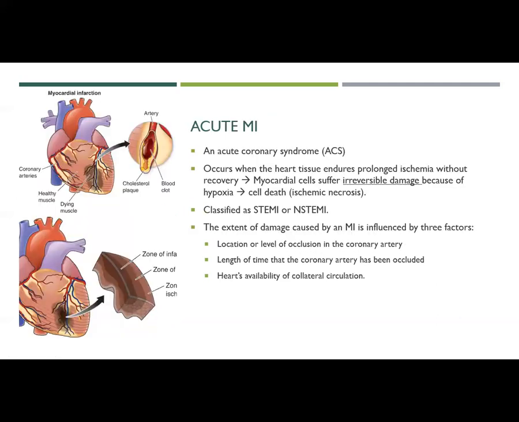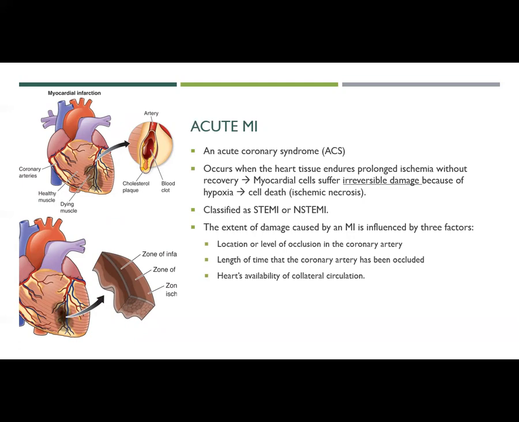You can have an acute MI, so that's the acute coronary syndrome. It occurs when the heart tissue endures prolonged ischemia without recovery. Myocardial cells suffer irreversible damage because of hypoxia, cell death, ischemic necrosis. It can be classified as STEMI or non-STEMI. The difference is whether or not you're seeing it on the EKG.